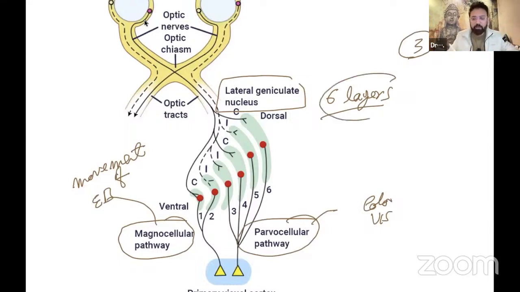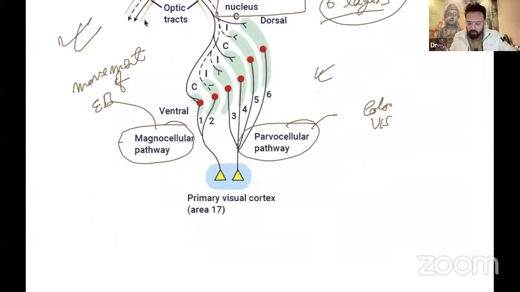How many layers are there? 6 layers. 2 layers magno, 4 layers parvo. Magno is for movement of eyeball, parvo is for color vision.